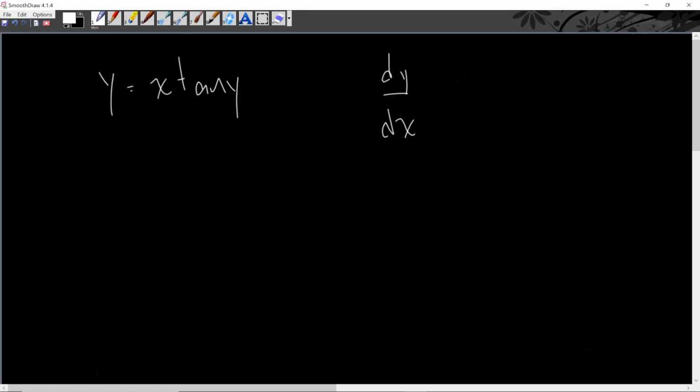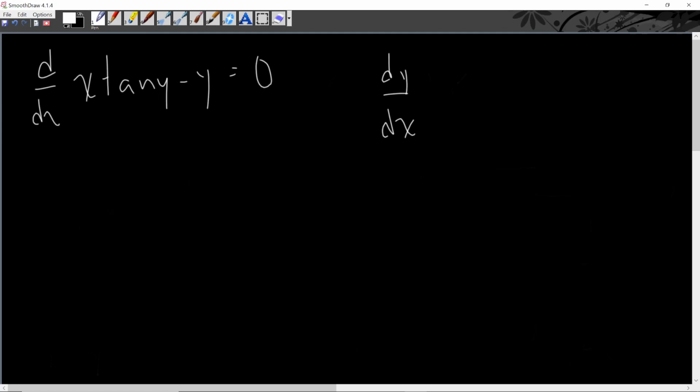So we can't really isolate the dy dx's, or, well, we could, but let's do it. I'm very indecisive at this point, but we have y equals x tan y, so we can simply bring that y to the other side. x tan y minus y equals 0. We're going to do derivative with respect to x on both sides, and we get product rule. That's what we have to do.